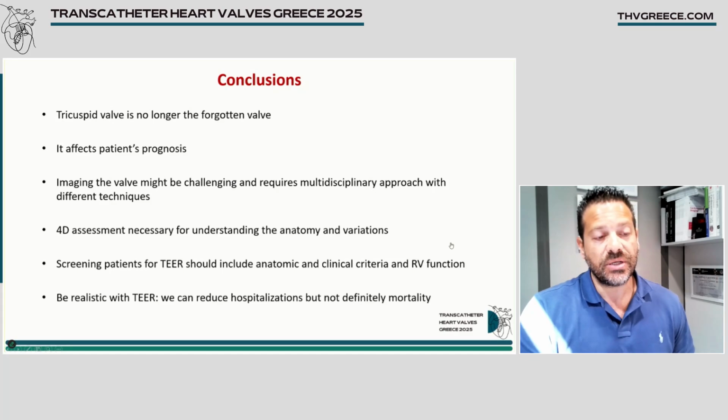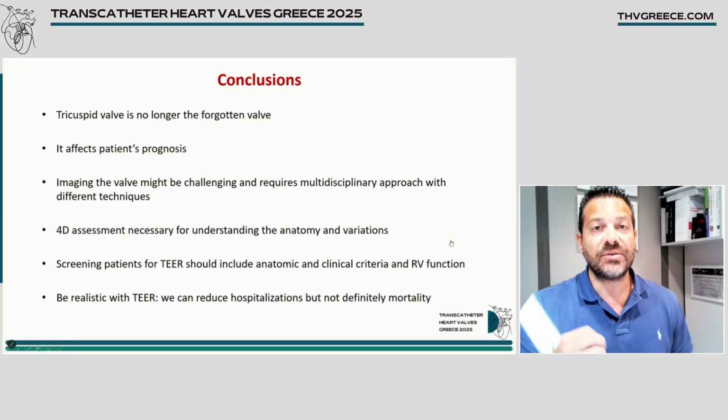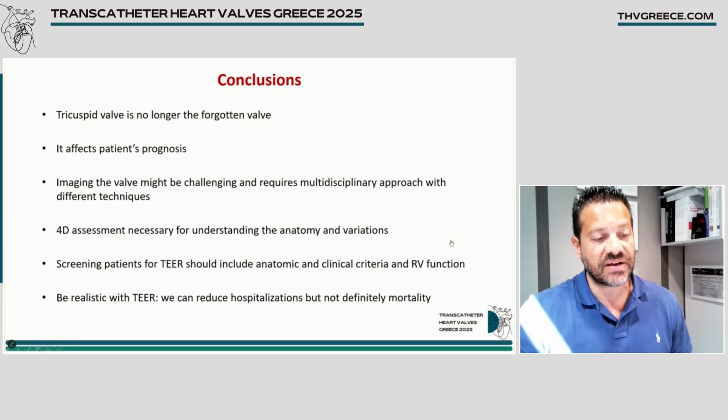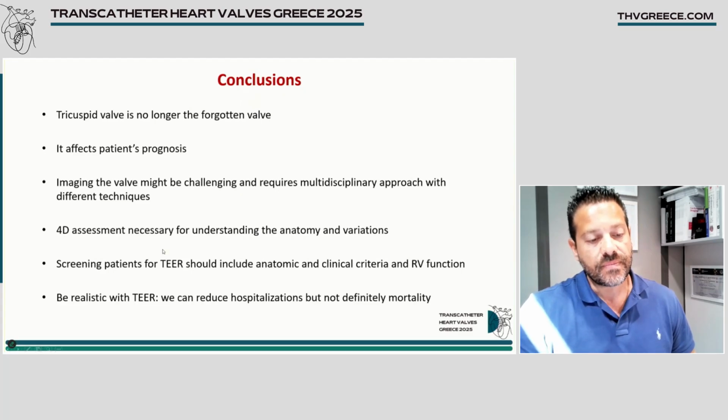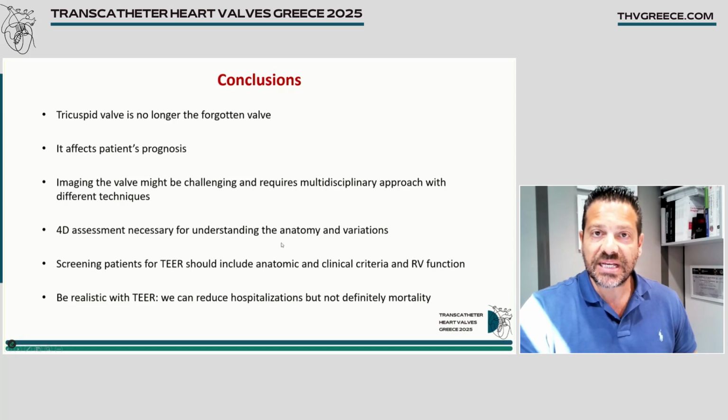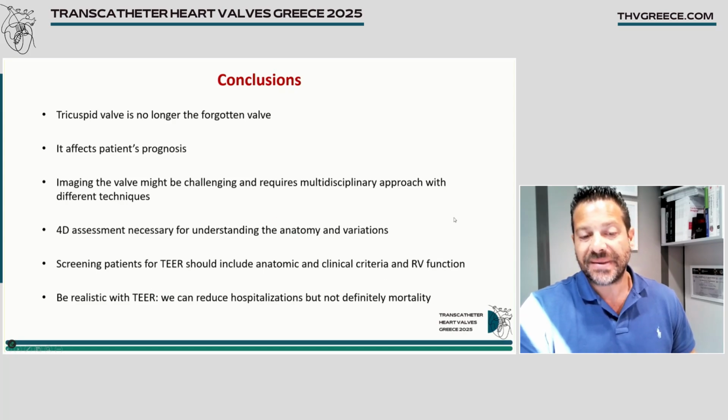So in concluding, we know that TR affects the prognosis of the patients. It is challenging to evaluate the severity and the anatomy of this valve. We need at least 3D echocardiography for the anatomy and the variations, and we might need cardiac MRI for the RV function and tissue characterization. And when we screen patients for TEER, we should include anatomic criteria, clinical criteria, and RV function in our assessment. And of course, we must be realistic. We will reduce hospitalizations, we will improve the quality of life of the patient, but not necessarily the survival. Thank you very much for your attention.